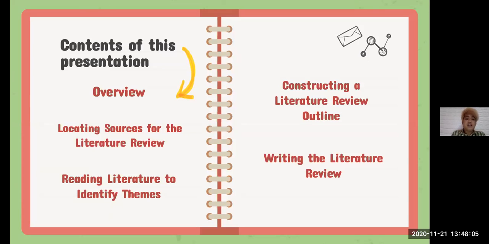Second, I'm going to discuss locating sources for the literature review. I'm going to talk about how you are going to look for pertinent resources that you have to consider in writing your literature review. Next is how to read the literature to identify themes. It is very important as well, because most of our students have a hard time spotting the themes, knowing what the important concepts are that must be included in the review of related literature. So I'm going to discuss this also.